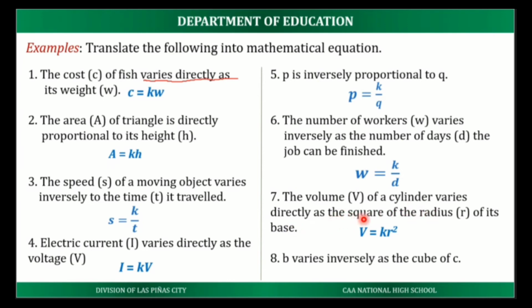Last example. Number 8. So, B varies inversely as the cube of C. So, number 8 is an example of inverse variation. We have B is equal to K over C cubed. Take note of the word cube.